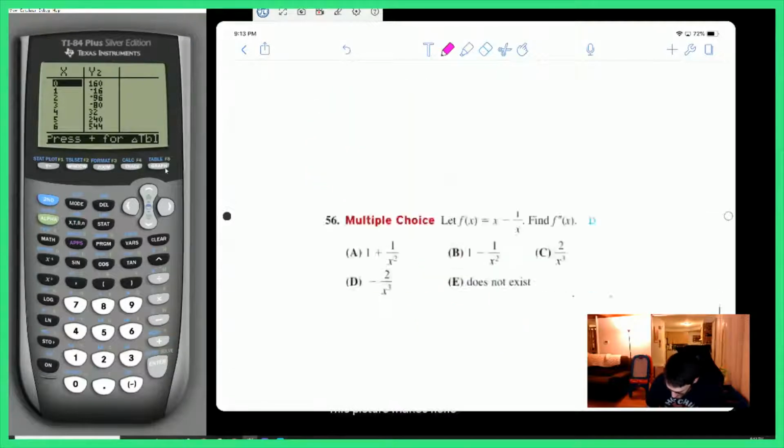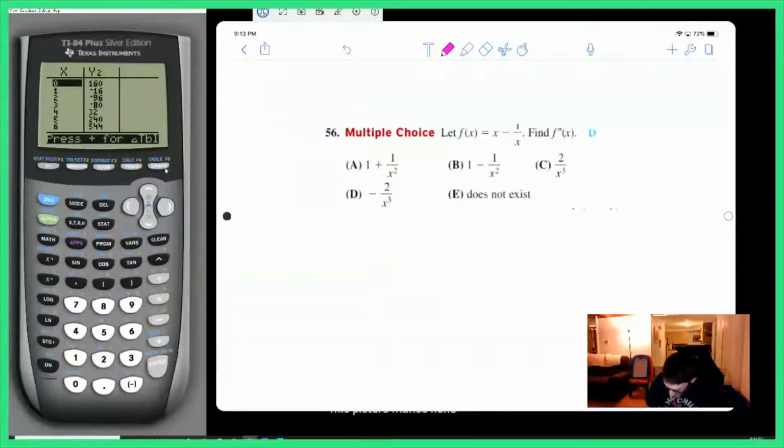Okay. What's this one? Find a double derivative? Wow. Okay, sure. So let's find the first derivative. The first derivative is: derivative of x is 1. Derivative of 1 over x, we just did that, right? It's negative 1 over x squared. Actually, since I have to take another derivative, I'm going to leave it in unsimplified form. We'll just call it negative 1 x to the negative 2 because I'm going to have to take a second derivative.